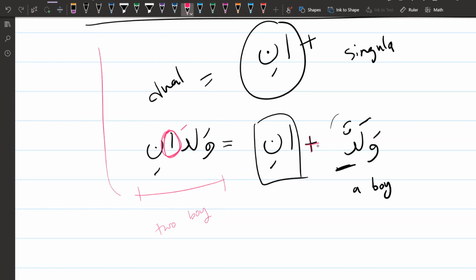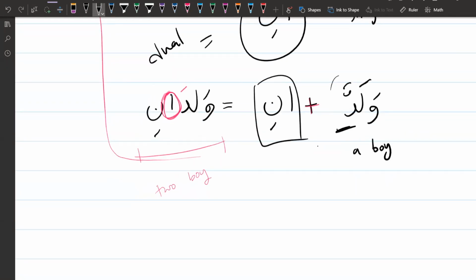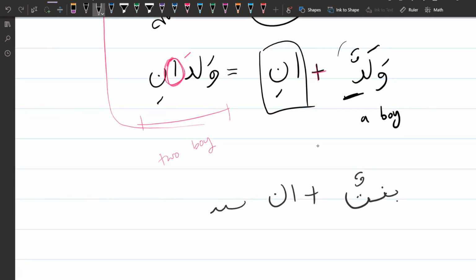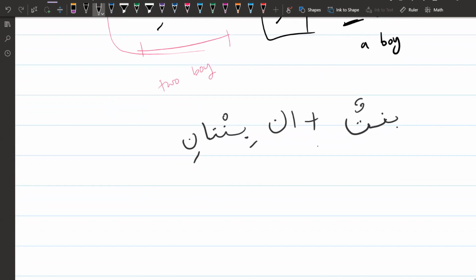Now that you know this, you don't have to go through all of this for every single noun. So you at least know what's going on. Now you look at any other noun. For example, we have bint. We have bintun, and we want to add ani. So what happens? First, write the whole thing. Bintani. You see? Very simple, right? Rajul, rajulun. What happens? Rajulani. Everything else is the same. There's no exception, guys.